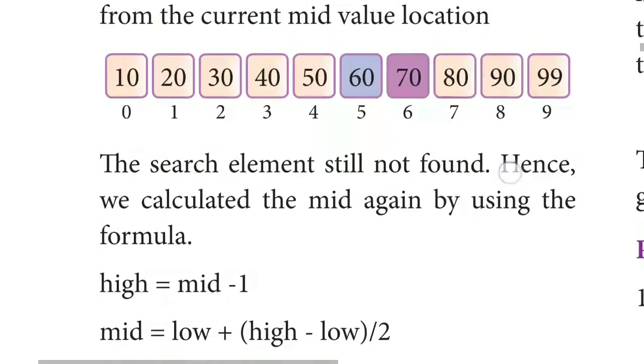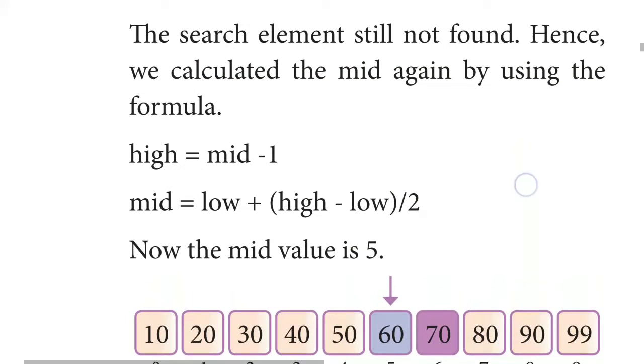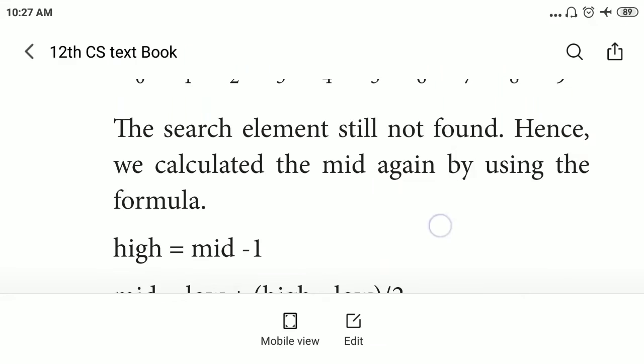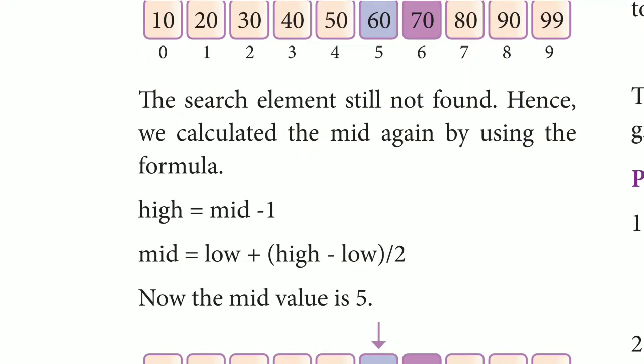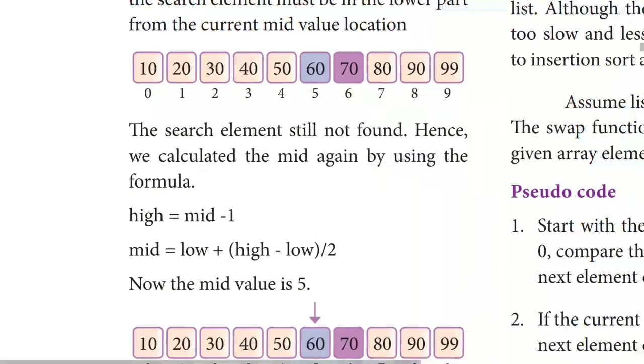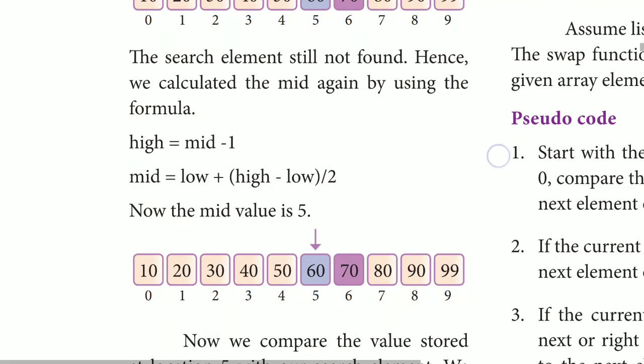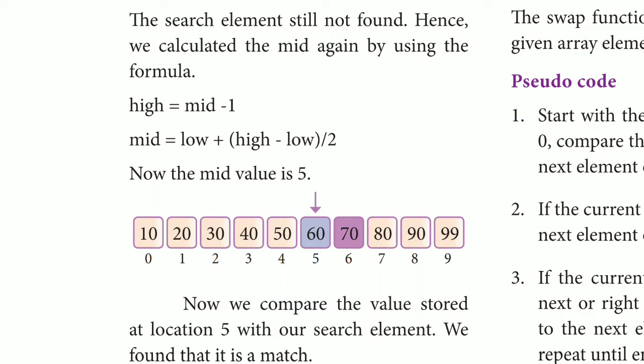Now the high value is 6 and the low value is the same, 5. So low value 5 plus (high 6 minus 5, which is 1) divided by 2. Calculating this formula in the calculator, you can see that it gives the value 5.